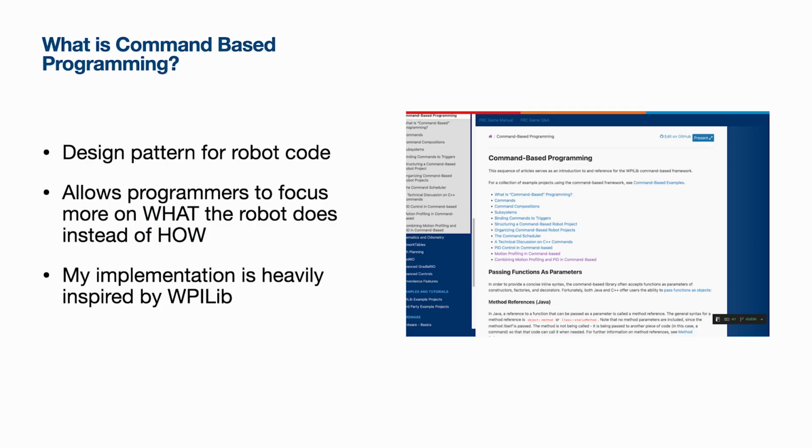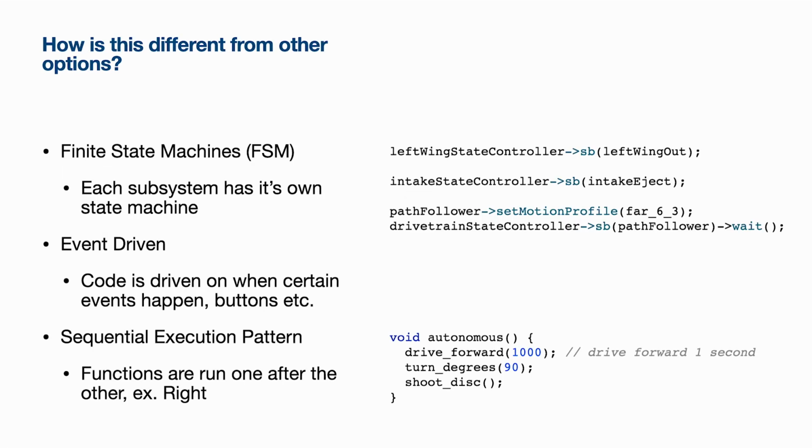Okay, going into command-based programming. Command-based programming is a design pattern for robot code. It allows programmers to focus more on what the robot does instead of exactly how the robot does it, with specific commands and implementation details for percentages and stuff like that. And before I go too in depth into this, I don't claim any of this work as my own. My implementation is very heavily inspired by WPILib. So take a look at their code if you ever want some more in-depth implementation details, and they have some excellent resources there.